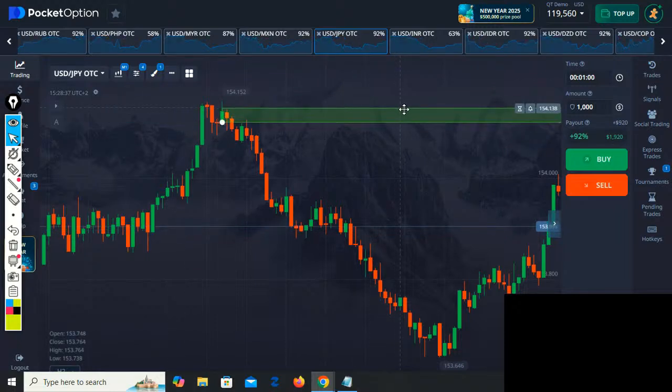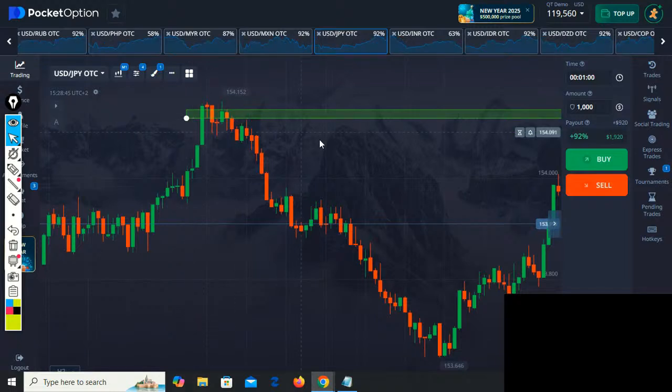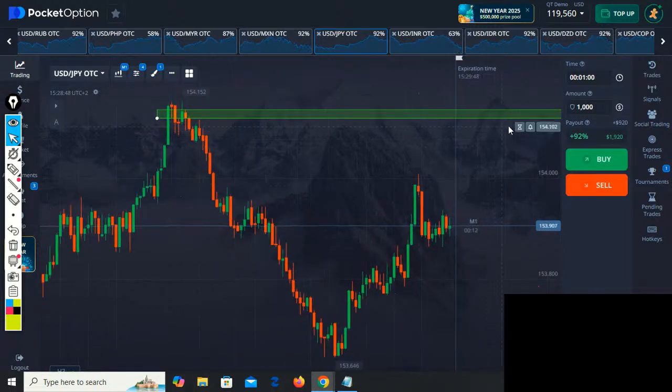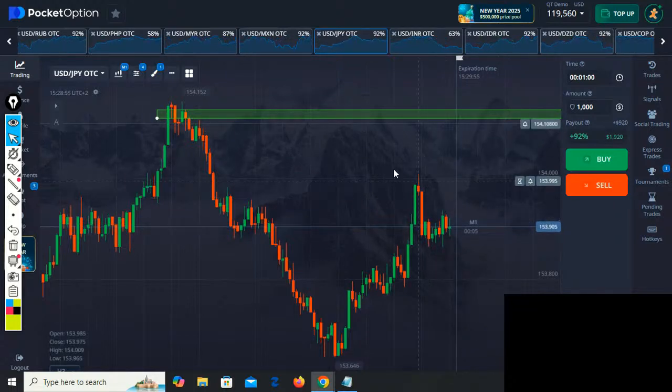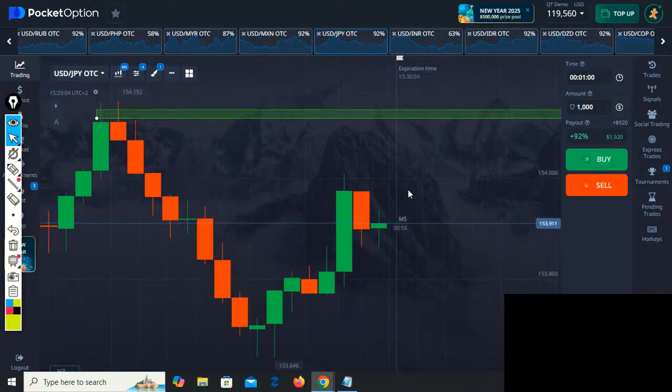Okay, here we go. This is our entry. Set an alarm over here. We wait for it to come back up. You need to be patient. Patience is very important for any successful trader. So we'll wait for it to come to this area and take a 1 minute trade to the downside.